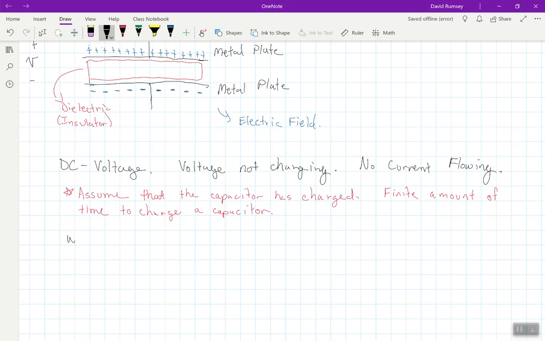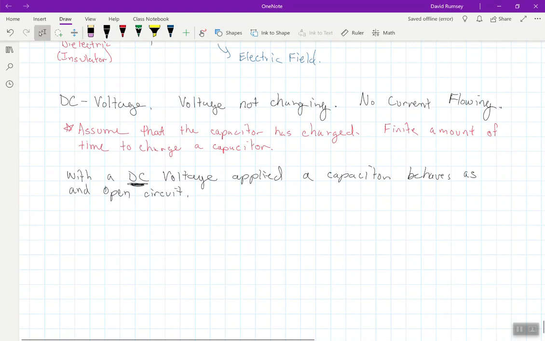So with a DC voltage applied, no voltage changing, no current flowing, a capacitor behaves as an open circuit. Now again, I'm emphasizing this is DC, not AC. Okay, so what does that mean here? So it's an open circuit.